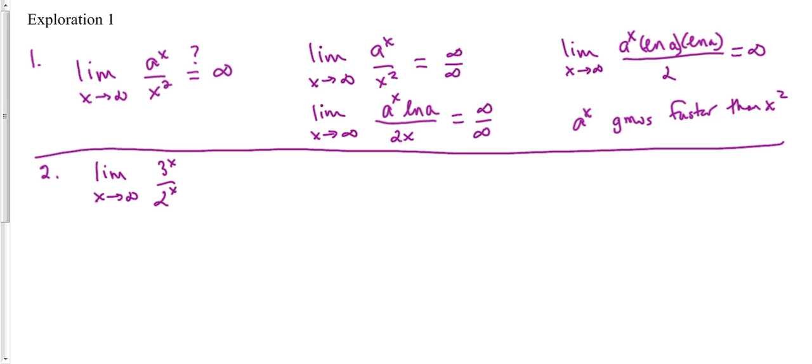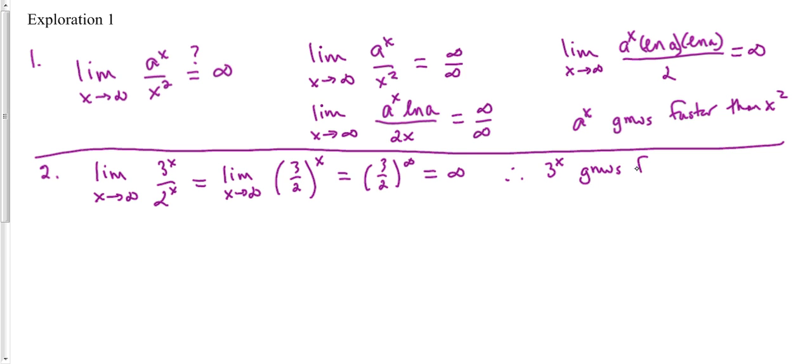But I want to be a little more creative before I do this. I'm going to recognize that this is the limit as x goes to infinity, but I could take this and make it 3/2 all raised to the x. And now when I substitute in for x, when I let it be equal to infinity, I'm going to have 3/2 to the infinity, which is going to give me infinity, which tells me therefore that 3 to the x grows faster than 2 to the x.